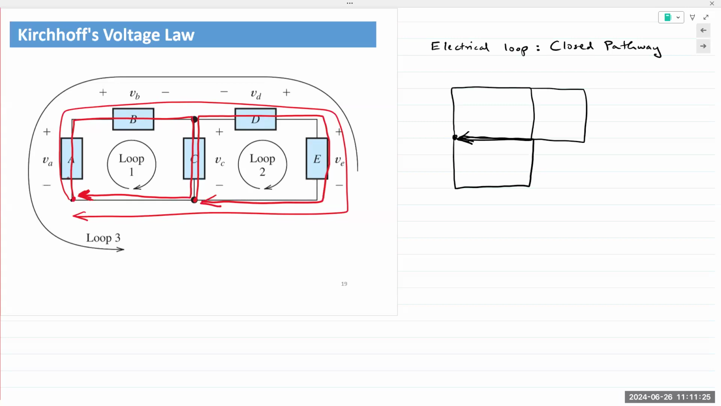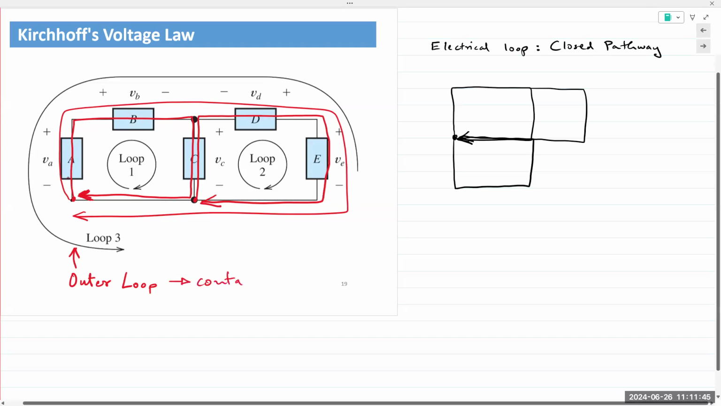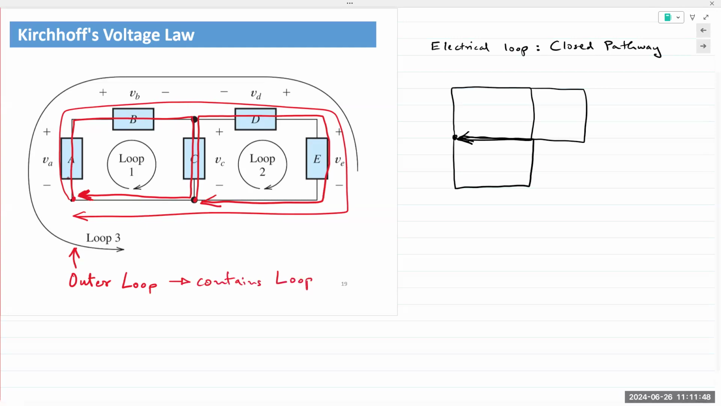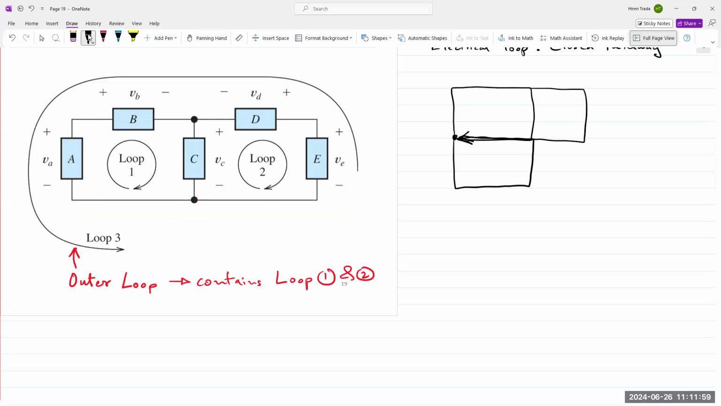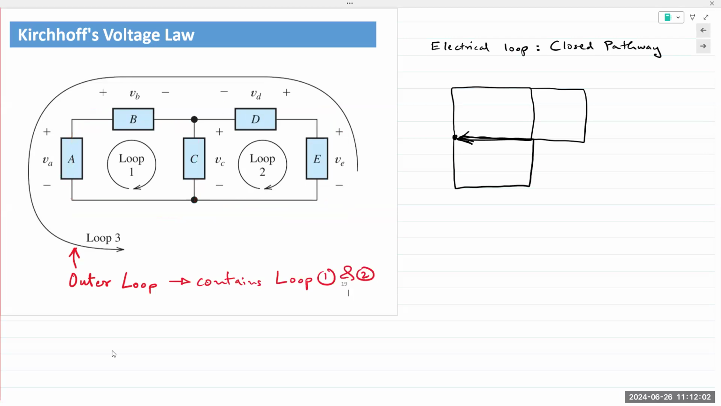Now, if you notice, loop 3, which is the outer loop, contains loop 1 and loop 2 inside it, right? I'm going to clear these out. Loop 3 contains loop 1 and loop 2 inside it, okay?